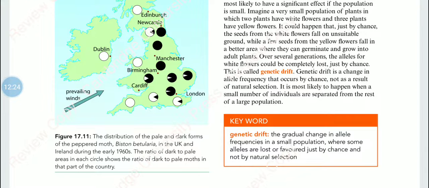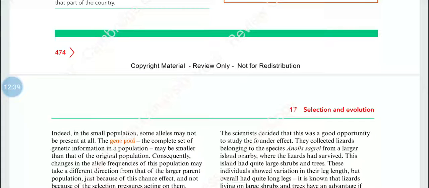Put a star and write down the definition. The gradual change in allele frequencies in a small population where some alleles are lost or favored just by chance and not by natural selection. I hope you understood. If you have any questions, please ask.